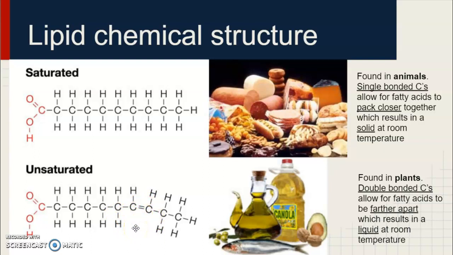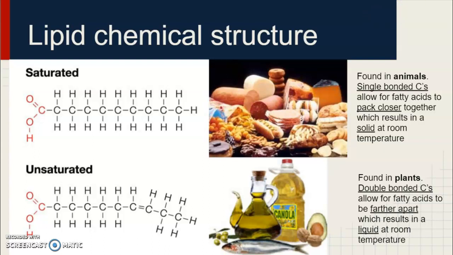And as it turns out, that distinction is going to make a big difference. Because saturated fats are basically a line, they're going to be able to pack really closely together. And so they're going to be solid at room temperature. This is found in animal products, sausage, cheese, that kind of thing.